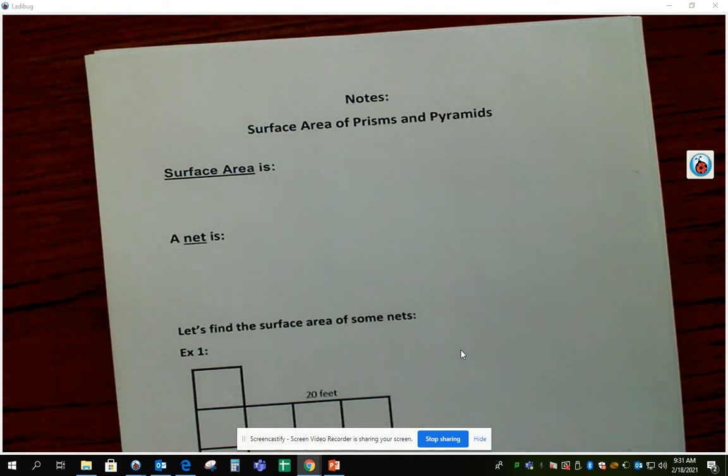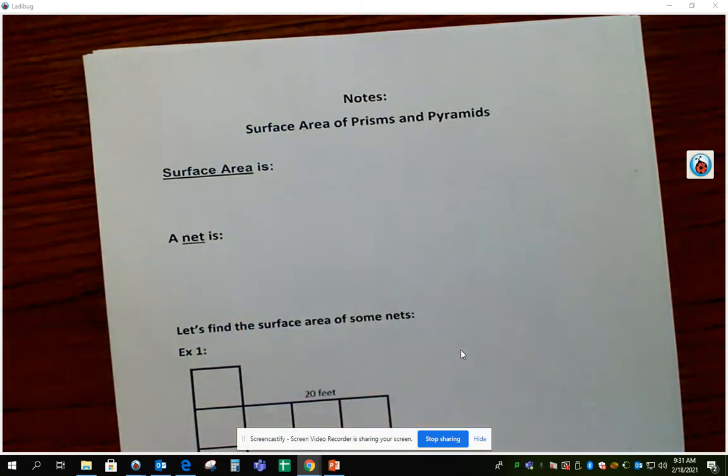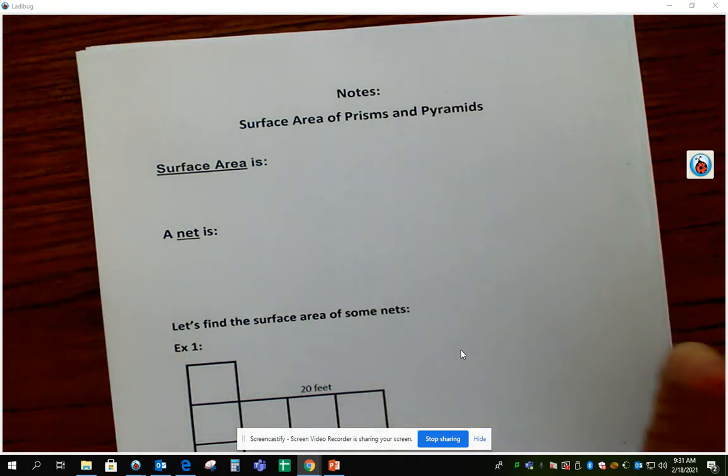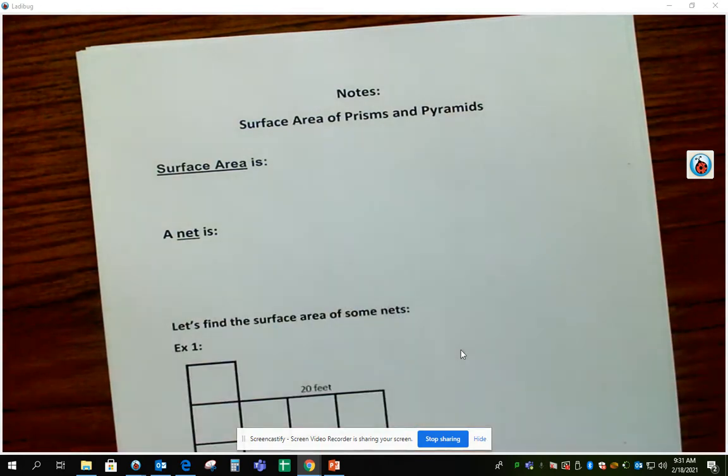Hey guys, today we're going to be learning about the surface area of prisms and pyramids. We already learned about the volume, or the inside space. The surface area is like the outside.